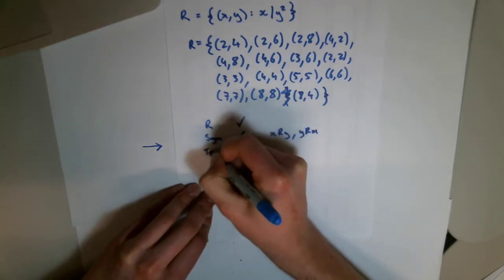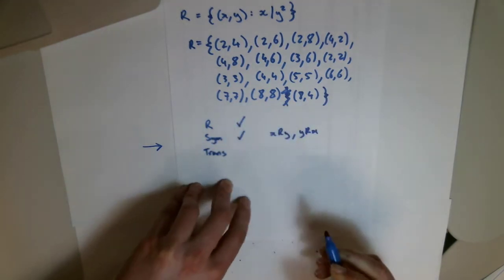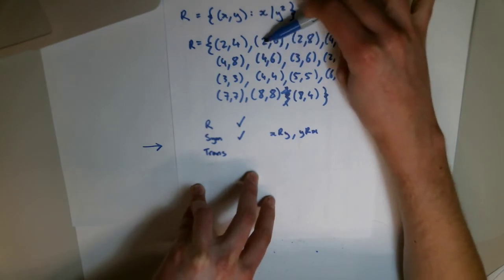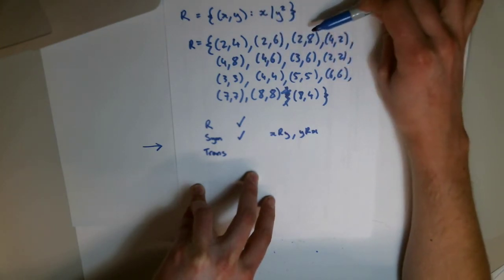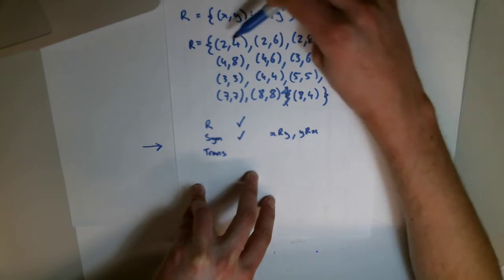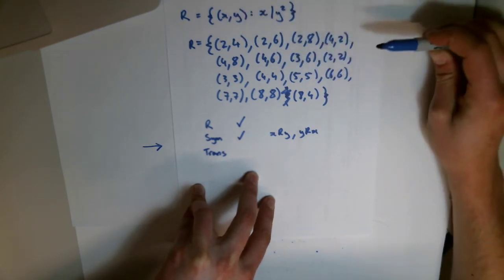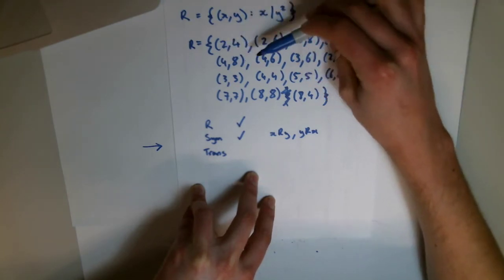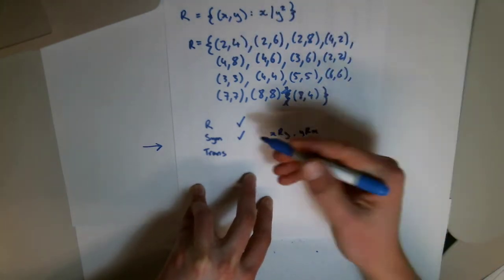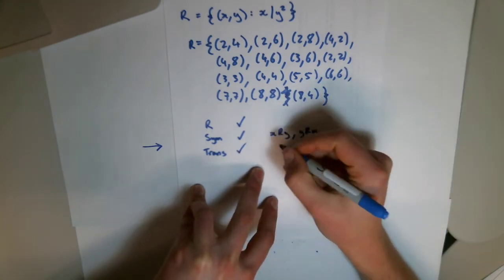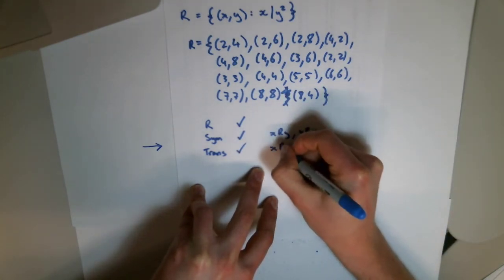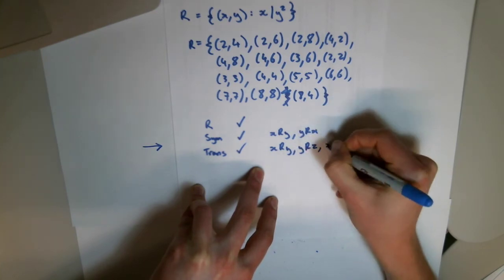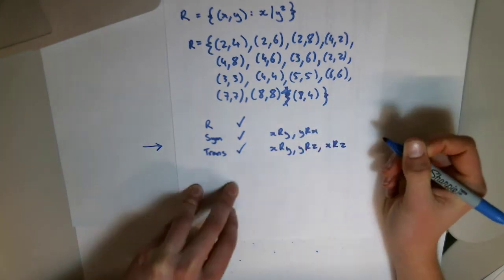Now we need to ask, is it transitive? So we've got 2 to 4 and 4 to 6. Do we also have 2 to 6? Yes, we do. We've got 4 to 2 and 2 to 4. Do we have 4 to 4? Yes, we do. 2 to 4, 4 to 8, 2 maps to 8. Yes, so this is a transitive relation. Because if x maps to y, and y maps to z, then x also maps to z.